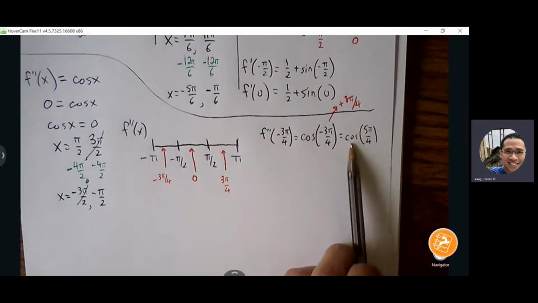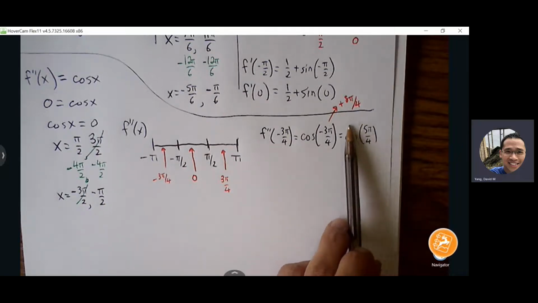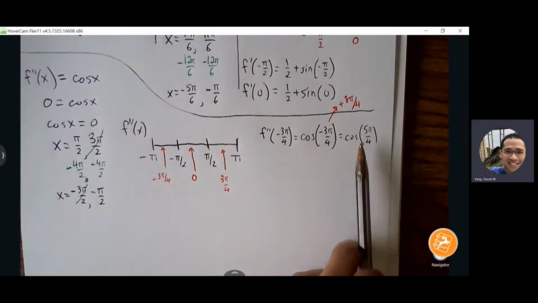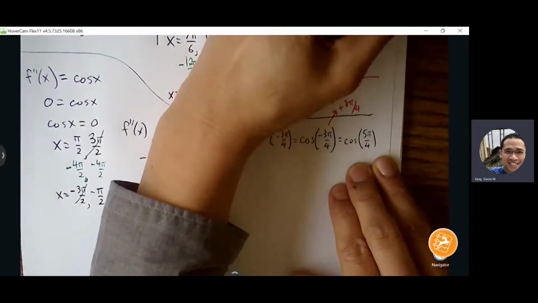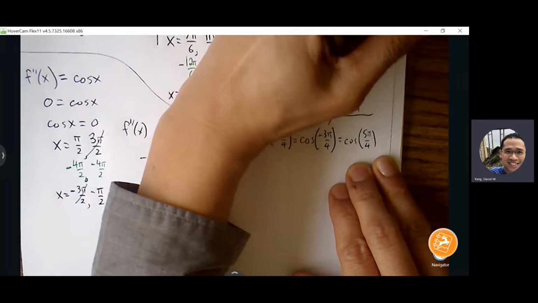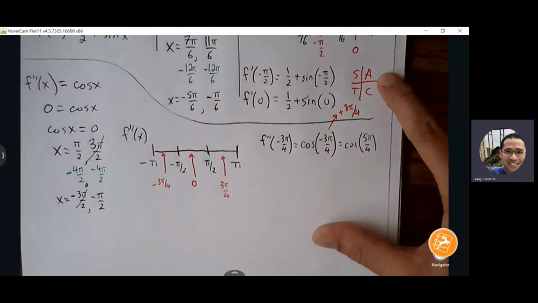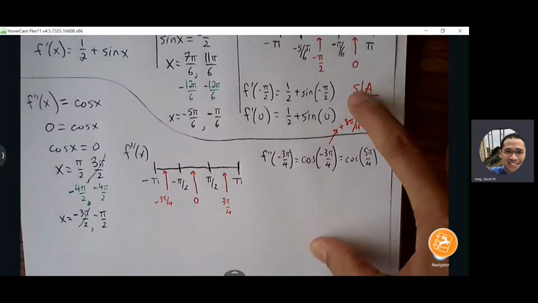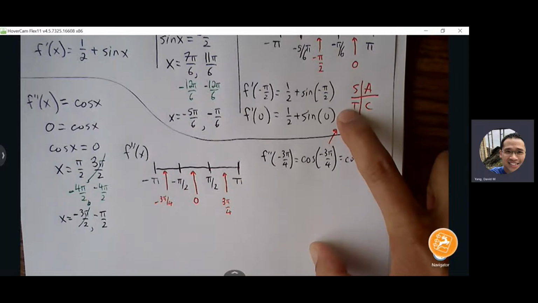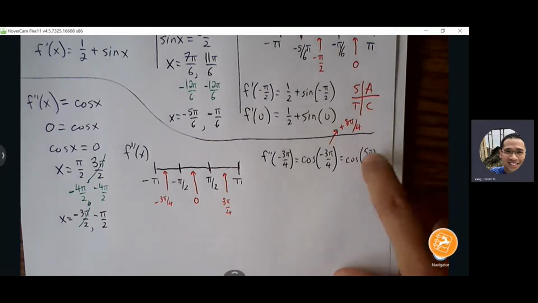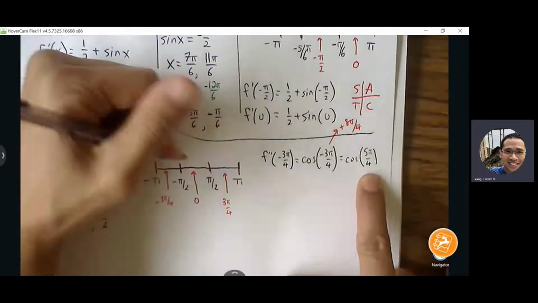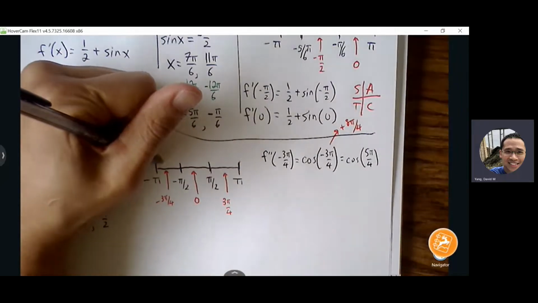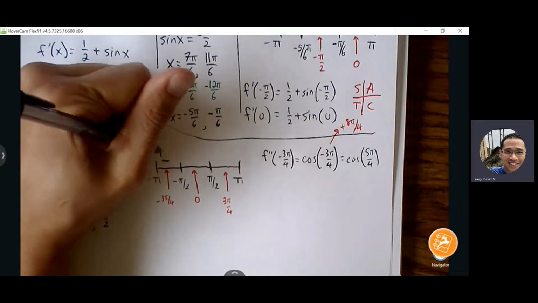What do you know about cosine in the third quadrant? Negative, right? Cosine is positive in the first and fourth quadrant. So if you want to understand ASTC here: all trig functions are positive, only sine is positive, only tangent is positive, only cosine is positive. So second and third quadrant will be negative for cosine. We know the second derivative is related to concavity, so concave down.